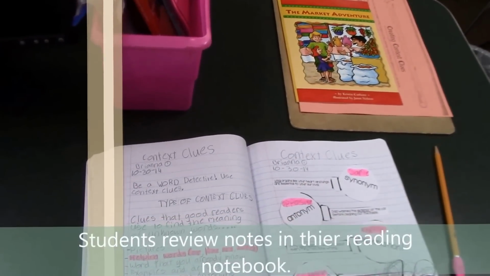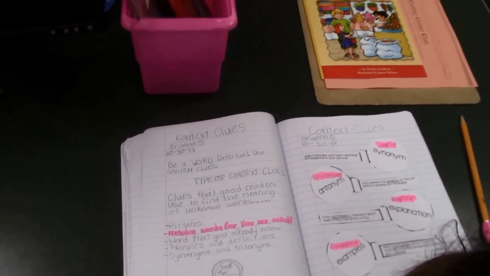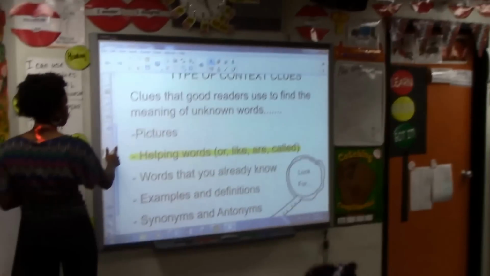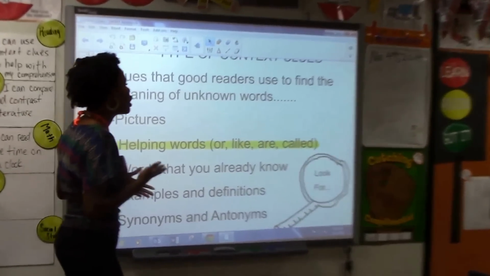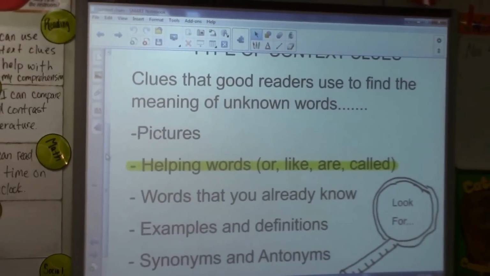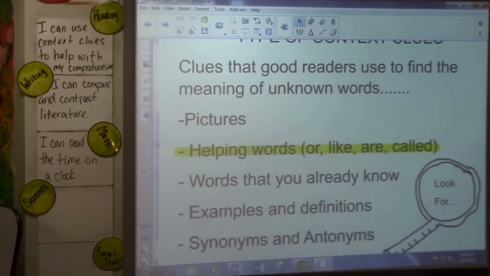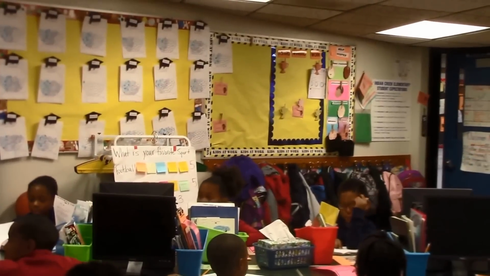Be a word detective, use context clues. Types of context clues. Thank you for those who are pointing as Ms. Hollowell is reading. Clues that good readers use to find the meaning of unknown words. The first thing they look at are pictures. Good. And then they look at, and I know you have it highlighted because that is so important, helping words.